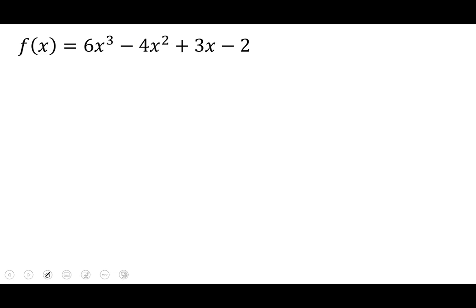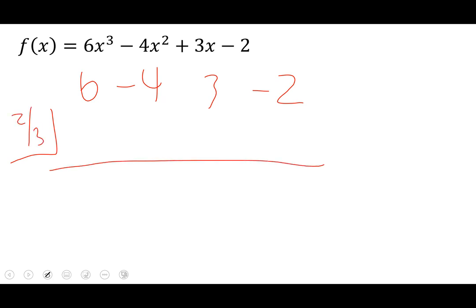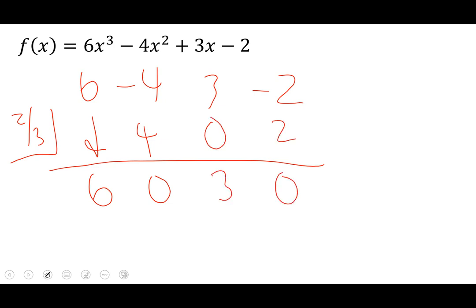Just to go ahead and follow the problem all the way through and finish it off. So 6, -4, 3, and -2. None of the negatives work, and it turns out that actually none of the integers work, and I'm going to have to choose a fraction in order to get it to work. So bring down the 6, multiply to the box. That would give me 12/3, which would be 4. 0, 0, 3, 2, and 0.